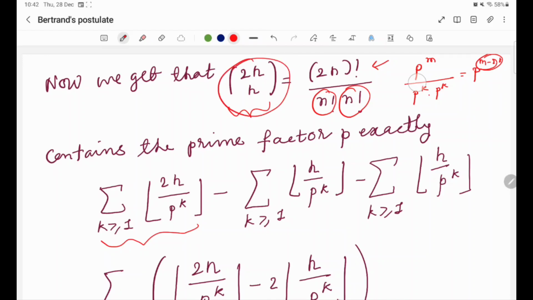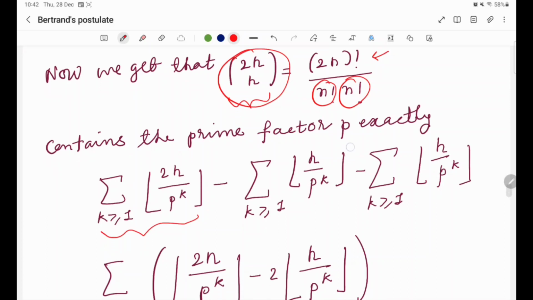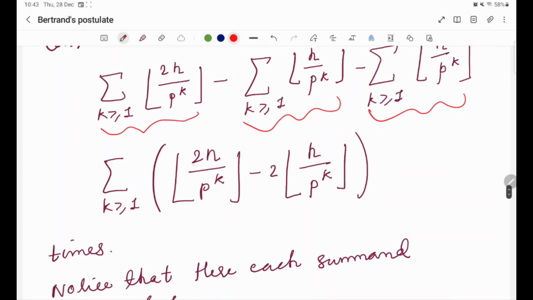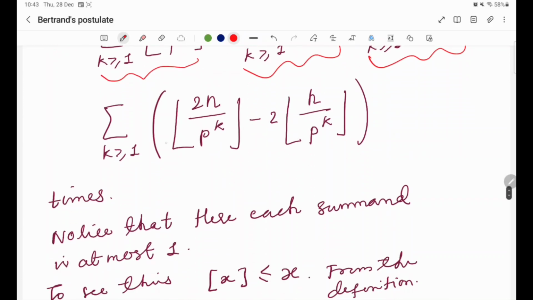That's the idea. To get that, which is very easy, you first calculate the largest power of p which divides 2n factorial, then you remove the largest power of p which divides n factorial 2 times. So if you arrange it, it will be the greatest integer of 2n over p power k minus 2 times that. Now we will estimate this quantity, right?